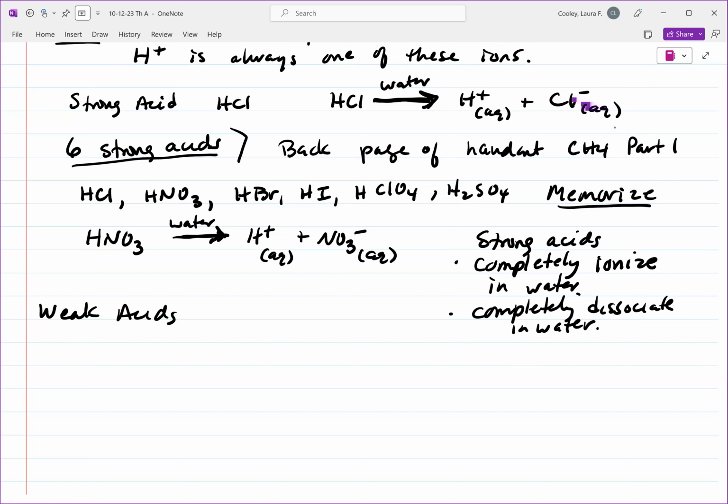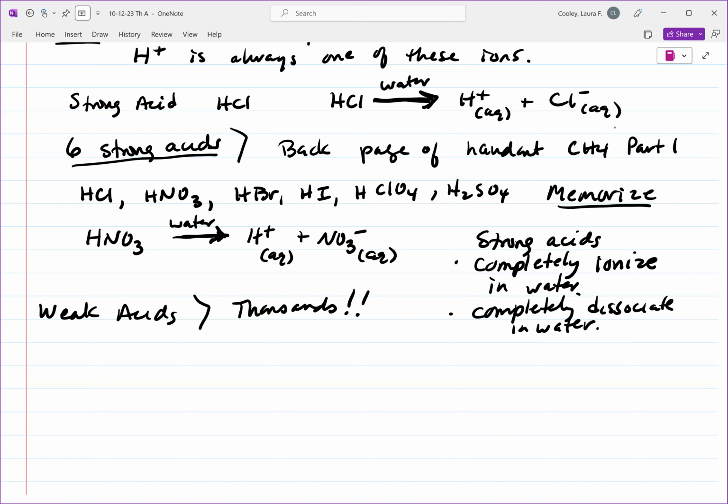Okay. Now, we also have weak acids. And while there are only 6 strong acids, there are literally thousands of weak acids. And if you want to talk, just go in the hallway. I don't mind, but don't talk in class, okay?